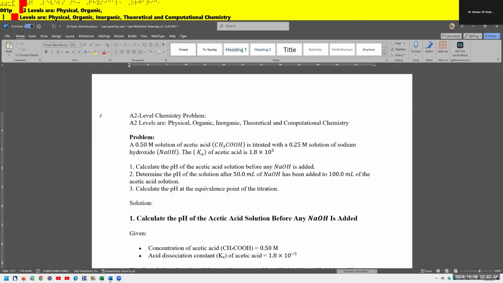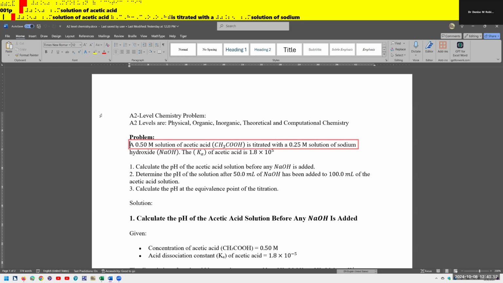A2 levels are physical, organic, inorganic, theoretical, and computational chemistry. Problem. A 0.50 M solution of acetic acid (CH3COOH) is titrated with a 0.25 M solution of sodium hydroxide (NaOH). The Ka of acetic acid is 1.8 times 10 to the fifth power.